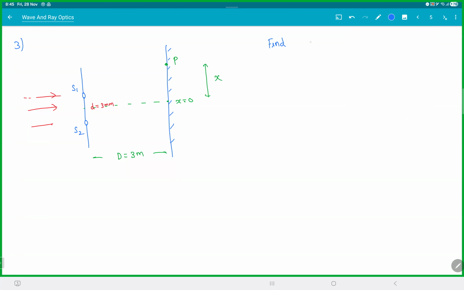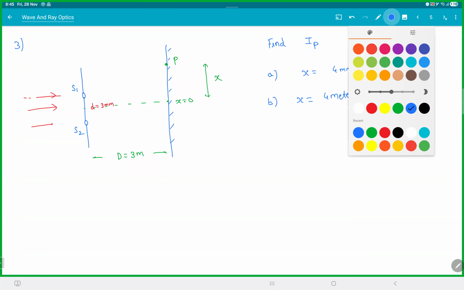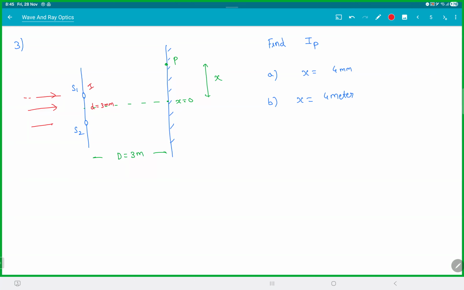Find intensity at point P, first case, when x is equal to, let's say, 3 mm, 4 mm. B case, when x is equal to 4 meters. The intensity is I for each of them. The first question is proper mains level equation. Second thing becomes an advanced one.